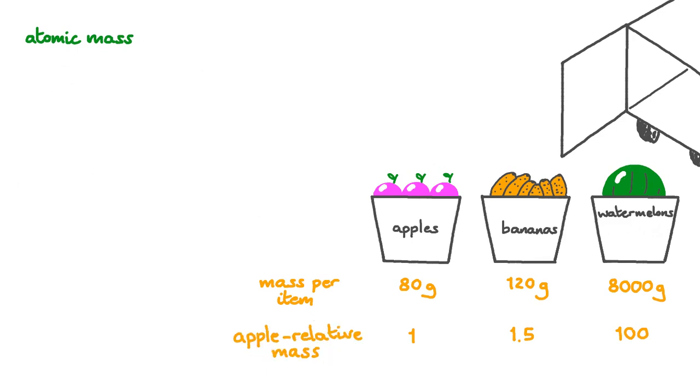These numbers are relative masses. They are relative to the apple. These numbers are much easier to compare. We know when we're loading our van that each watermelon is going to weigh as much as 100 apples. Instead of using the incredibly tiny gram masses of individual atoms, we define the apple equivalent for atoms.